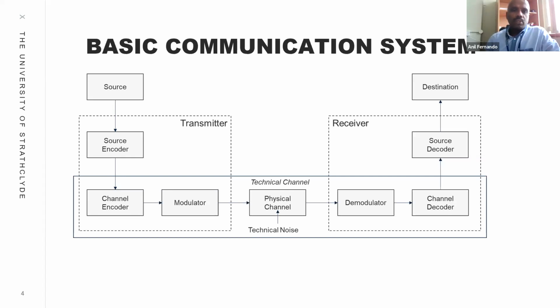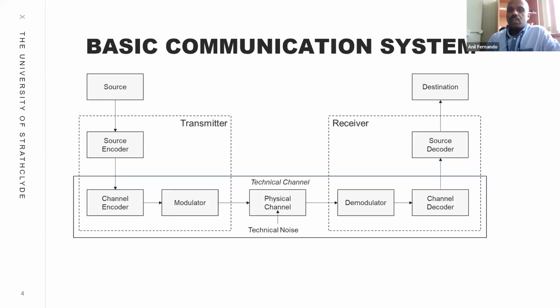We have the source on the left-hand side, and then we encode the source information, and the source information is channel coded to protect the data which is carried over the noisy channel. And then we have a modulator. Everything is happening at the transmitter side. Whatever signal is modulated will be passed through the noisy channel. We call it the physical channel.